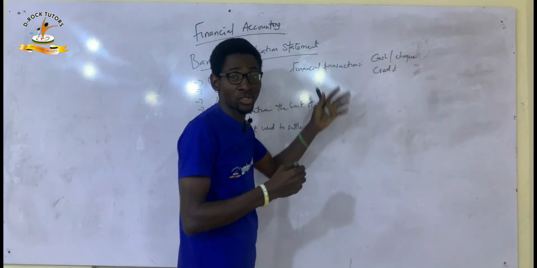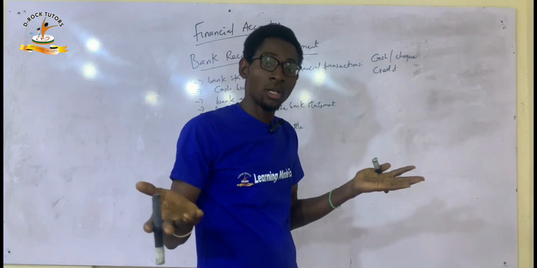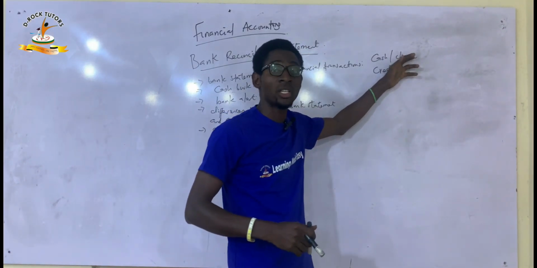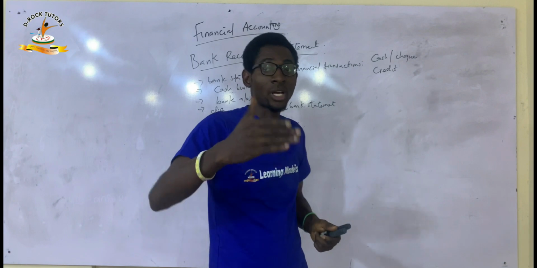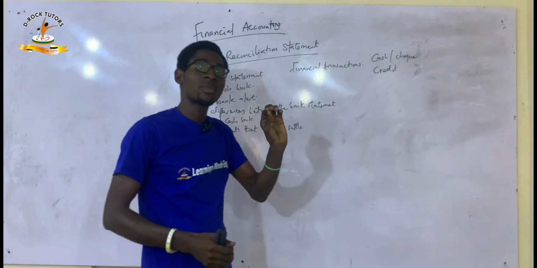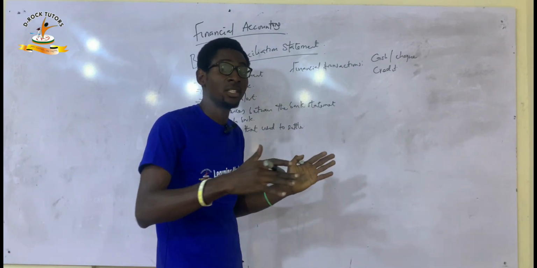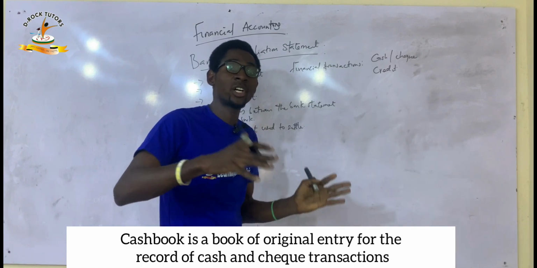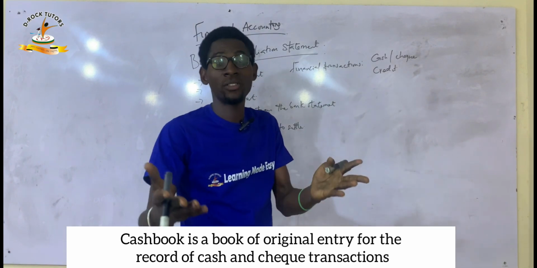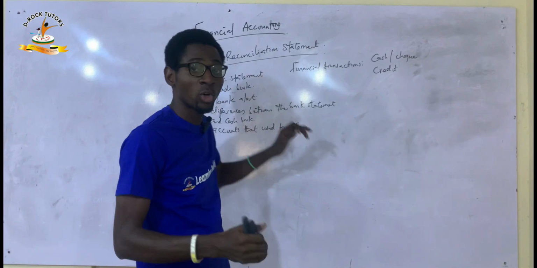Now, if it is cash, that means money has been used or money has been paid. In accounting it is called cash in hand, while anytime you see the word cheque, it means bank, which means cash at bank. So today it deals with a situation whereby an individual has what we call the cash book, and the cash book is a book of original entry for the record of cash and cheque transactions. And the cash book, like we all know, is an asset, and all assets must have a debit entry. Now, your bank also is an asset.